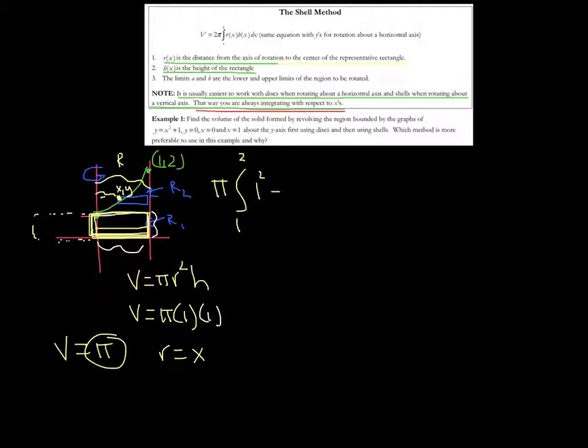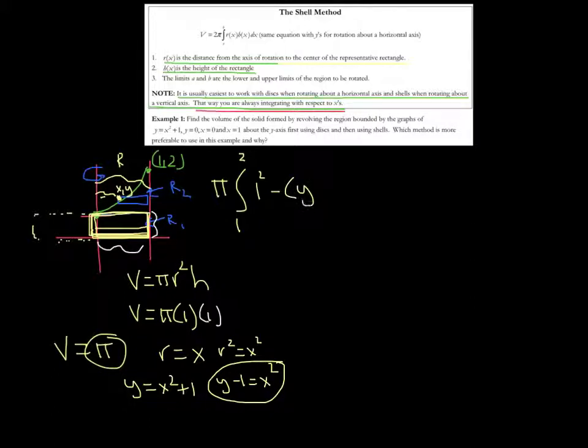So we need to solve this equation for x. So that is going to be, let's say, y equals x squared plus 1. Y minus 1 equals x squared. And once again, what are we going to do with little r? We're going to square little r, right? So little r squared is really x squared. So we really don't need to solve this for x because we're going to square it anyway. So that's just going to be y minus 1 dy.